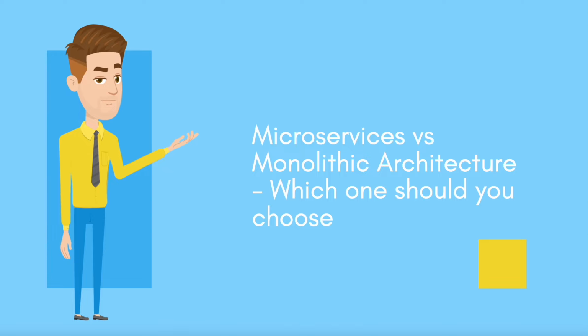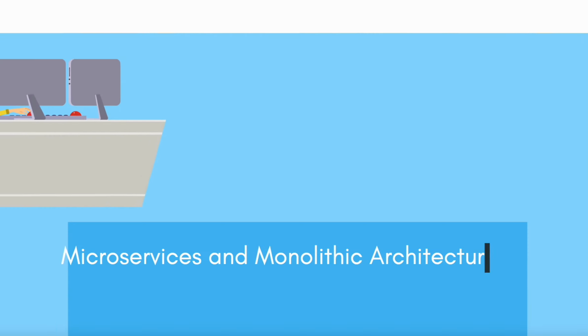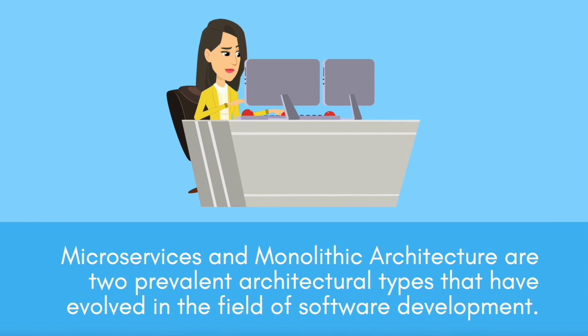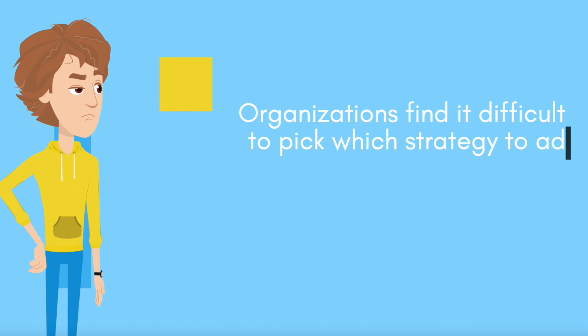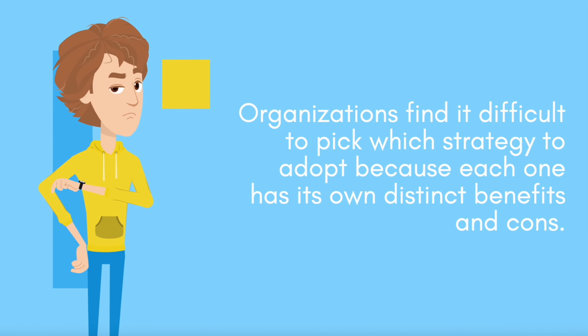Microservices versus monolithic architecture, which one should you choose? Microservices and monolithic architecture are two prevalent architectural types that have evolved in the field of software development. Organizations find it difficult to pick which strategy to adopt because each one has its own distinct benefits and cons.